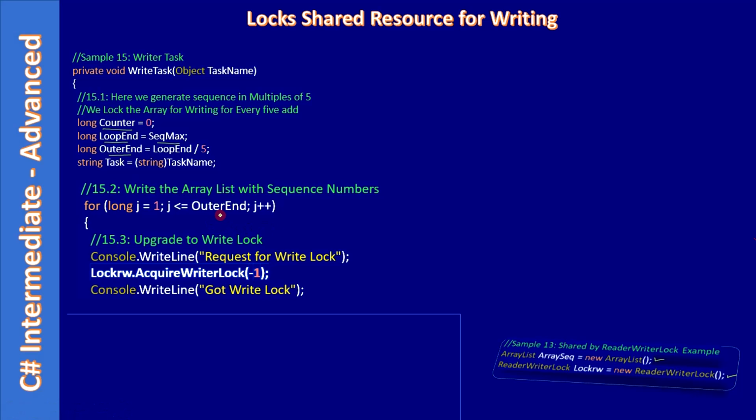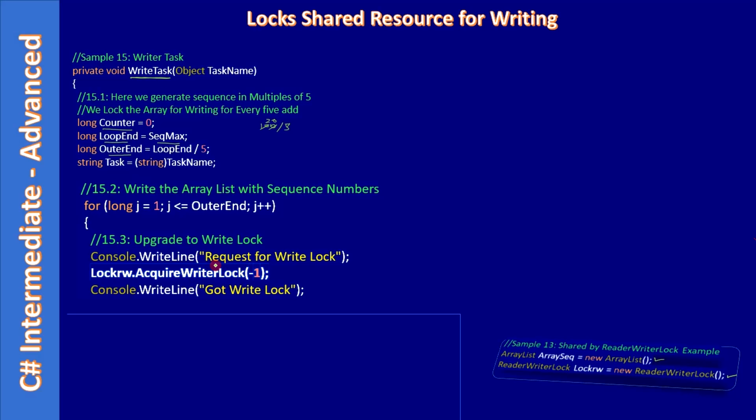So the outer loop is decided by the loop end. Loop end comes from sequence max. So for example, if you give sequence max as 100 and that will be divided by 5, the outer loop will run for 20 times. So that's how we are forming the outer loop. Here it's the outer loop, and we are working on the write task.